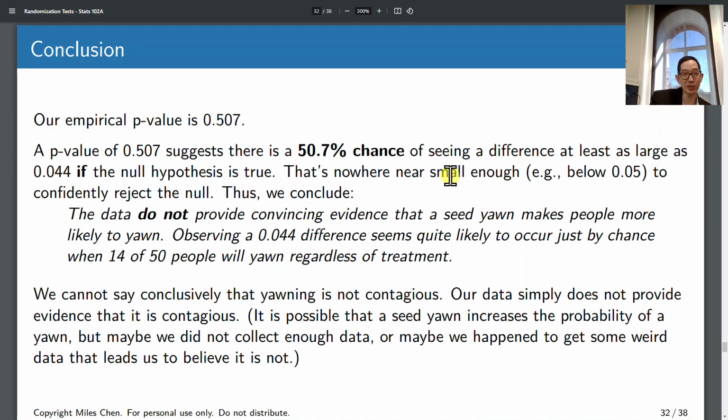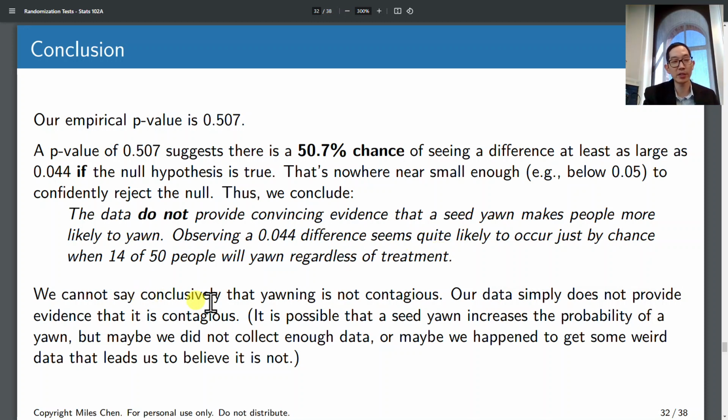And so what we're going to conclude is the data do not provide convincing evidence that a seed yawn makes people more likely to yawn. Observing a difference of 0.044 seems quite likely to occur just by chance if 14 out of 50 people are going to yawn regardless of treatment.